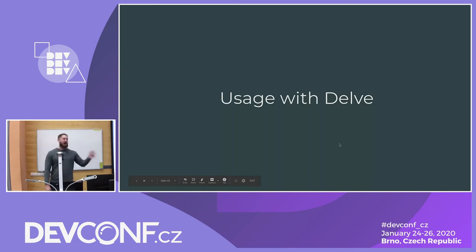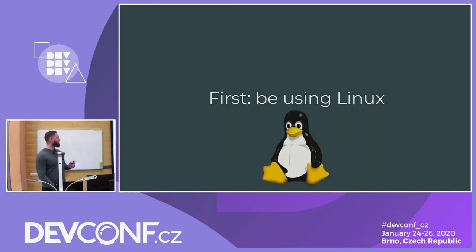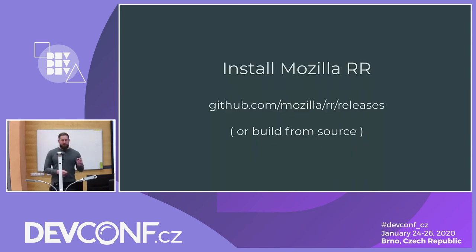Okay, so how do we use it with Delve? First, be using Linux. So you have to be running on a Linux machine or on a Linux server or something like that. As I mentioned, this is all pretty specific to Linux. The first thing you're going to want to do is actually install Mozilla RR. So if you just go to the GitHub, their releases page, they have RPMs, Debs, tarballs, and you can also build it from source. They have documentation on how to do that. It's fairly easy and straightforward.